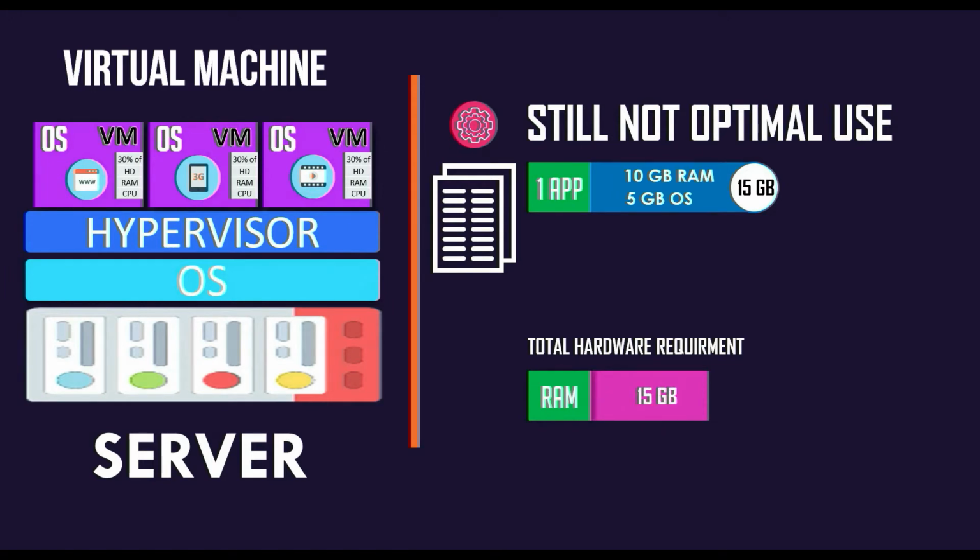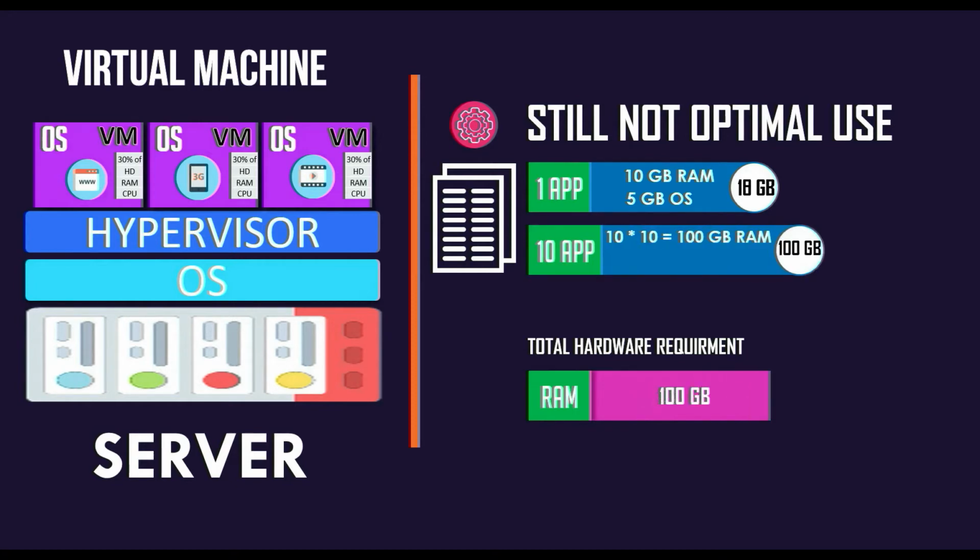That's okay. But say you have 10 such applications. So you need 10 VMs. So now the total RAM requirement only for the application is 100 GB. And again, of course, additional 50 GB of RAM for 10 operating systems. So now the total RAM requirement is 150 GB. That's a lot of RAM for running 10 applications. And guess what? The 50 GB is only for operating system.